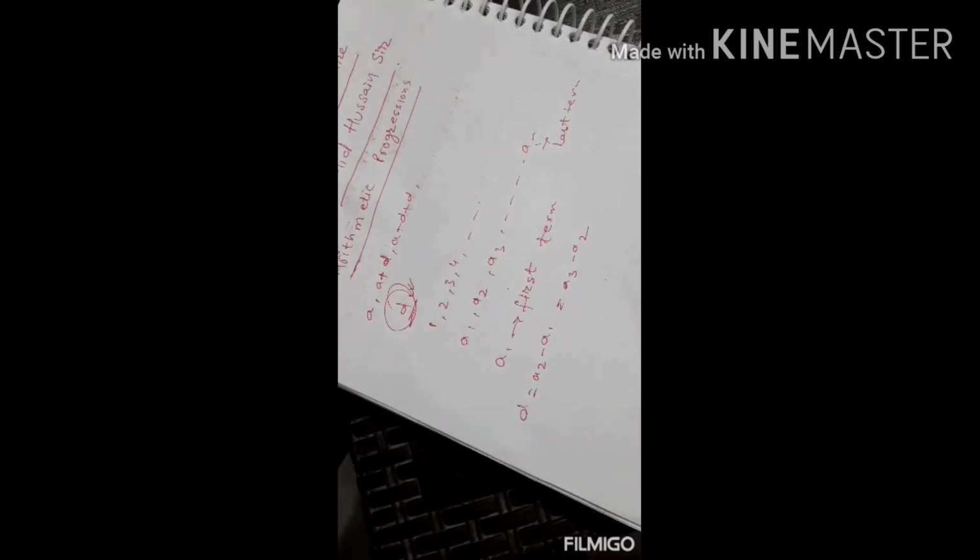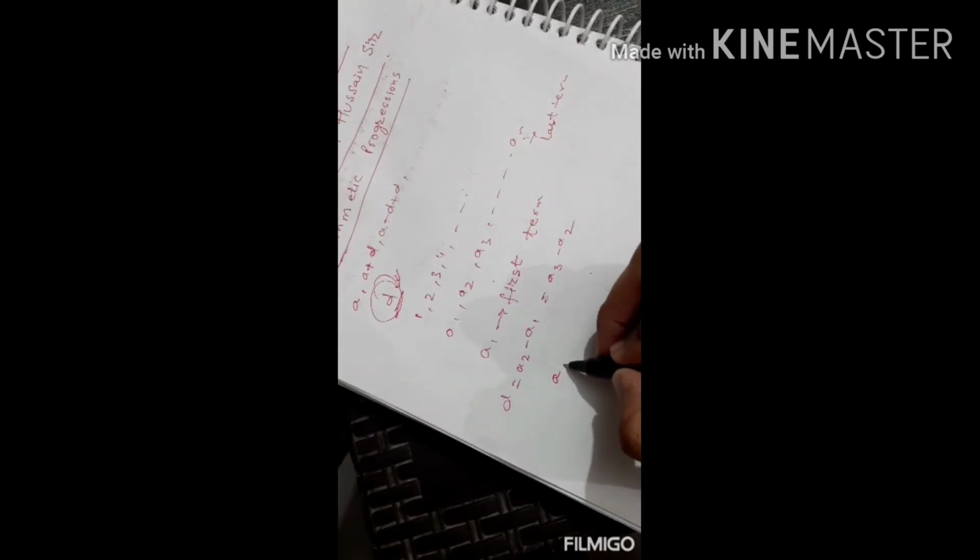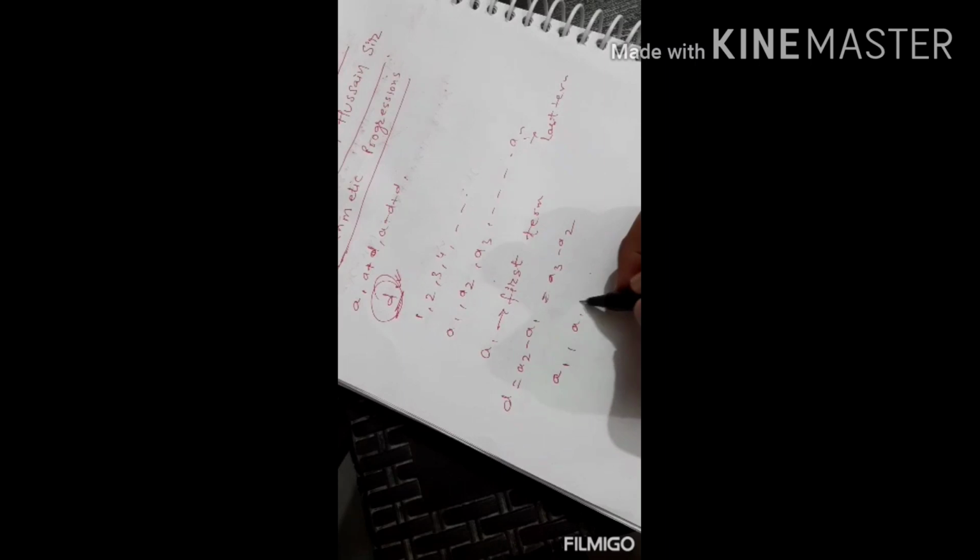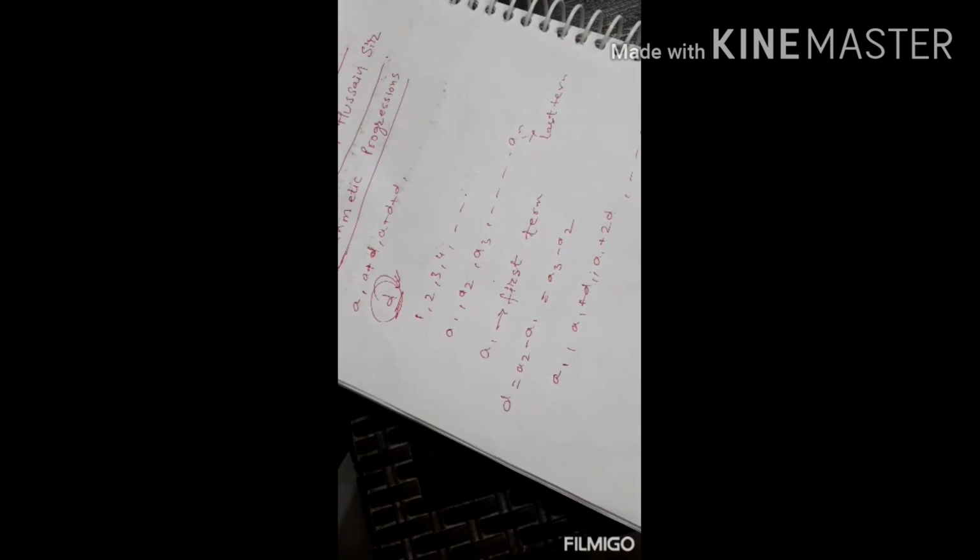This can also be written as A1, A1 plus D, A1 plus 2D. So this is an arithmetic progression. We'll try to solve questions one by one, and there are some formulas which we will use in this. The first formula is how can we find the nth term.